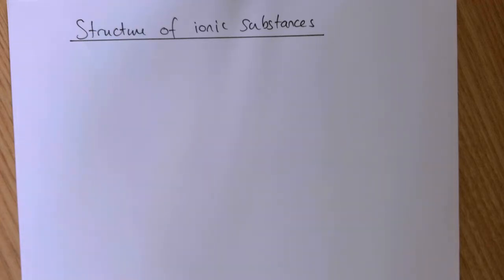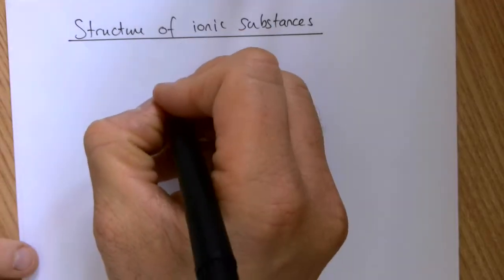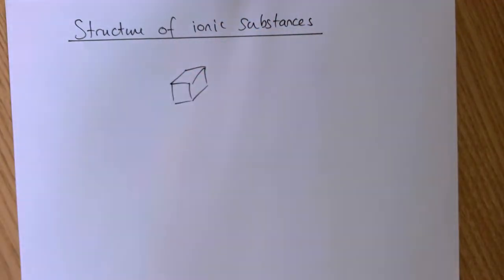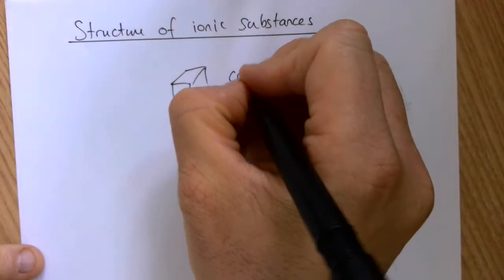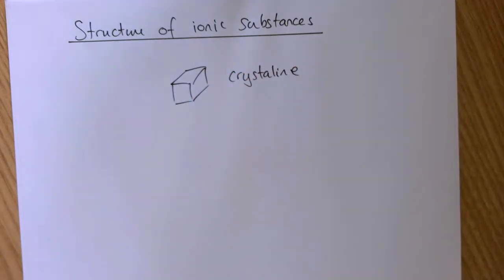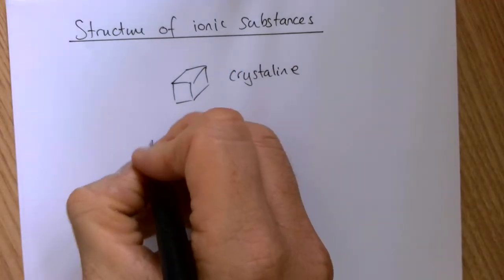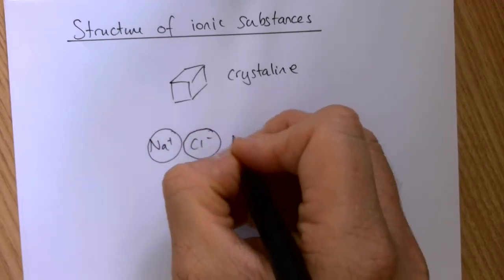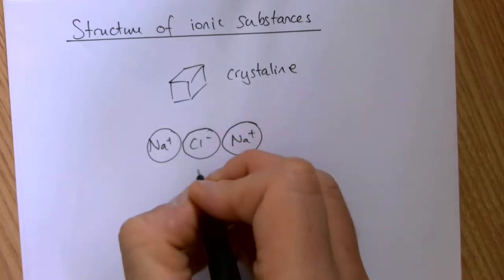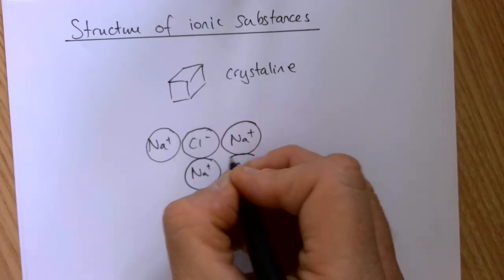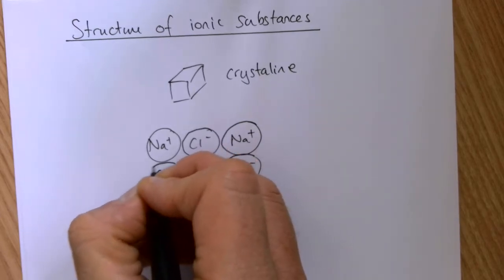We're going to remind ourselves about the structure of ionic substances in order for us to be able to then think about electrolysis of ionic substances. So we think of an ionic substance as being a crystalline substance, which means that it's ordered and has a regularly repeating structure. So we often see this shown as a lattice structure, where we've got ions of opposite charges arranged in a regular pattern.